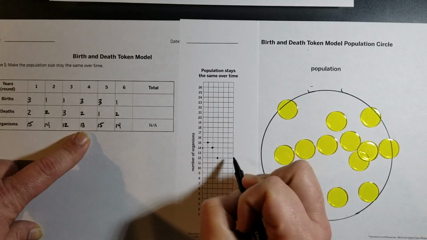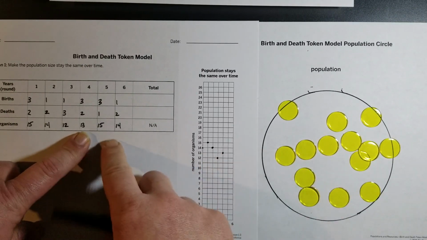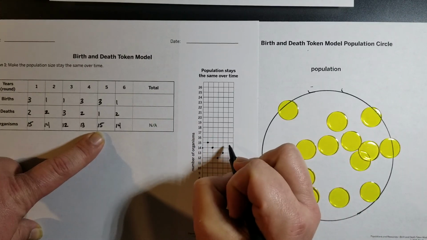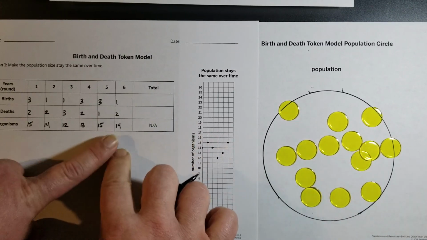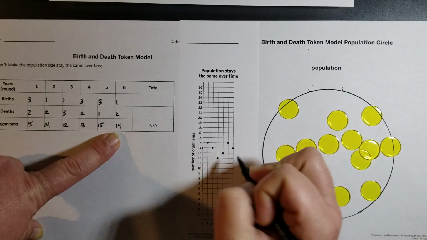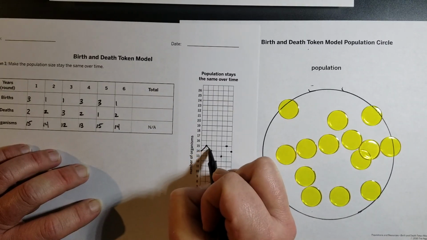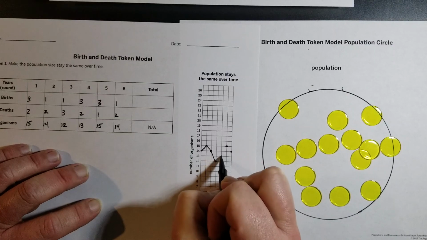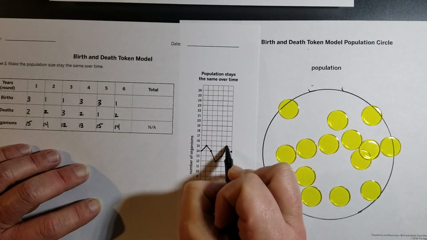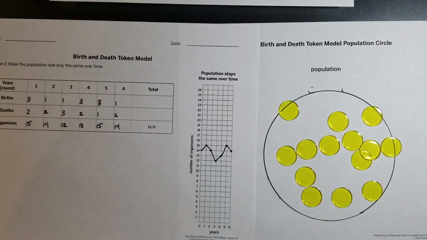After year 4, we were up to 13. Year 5 saw us up to 15. And year 6, we returned to our original population. And so we can go ahead and connect those up. And there's our line graph for our first year. Woo! All right.